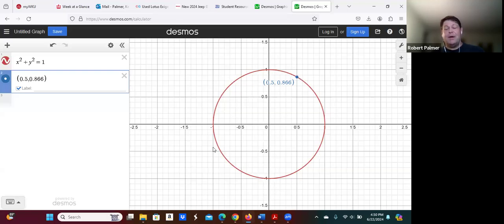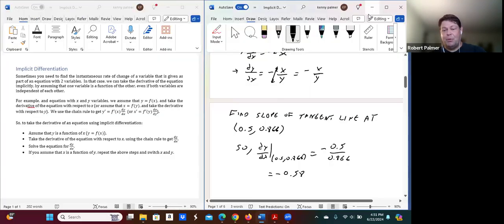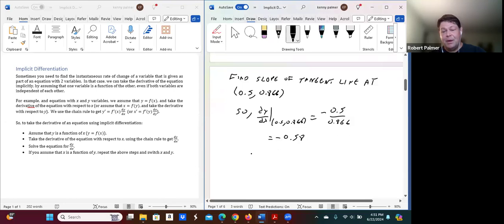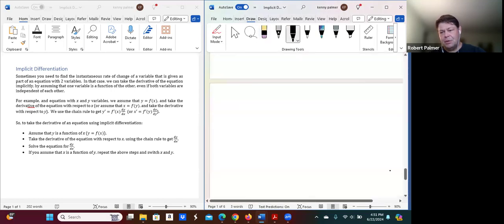So what we do now is find the equation of that tangent line using the value we found, and see if it actually does touch the graph at just that one point. It should be negative, and it is. That doesn't tell us everything. So find the equation of the tangent line.